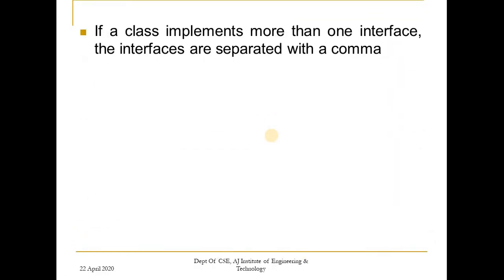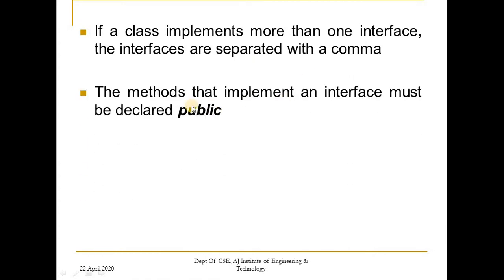If a class implements more than one interface, the interfaces are separated with a comma. The methods that implement an interface must be declared public. Okay, the implementing method should be declared as public.